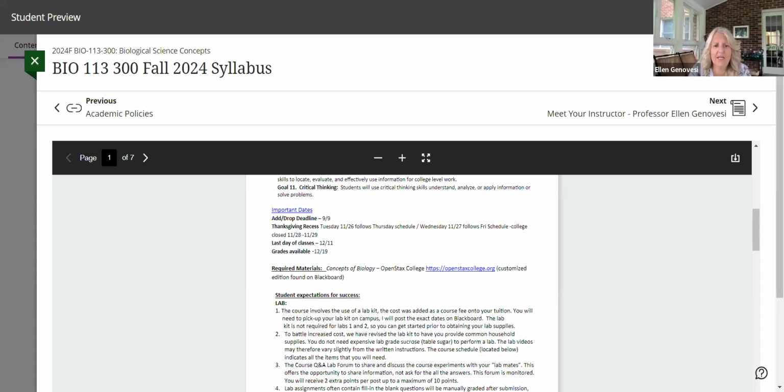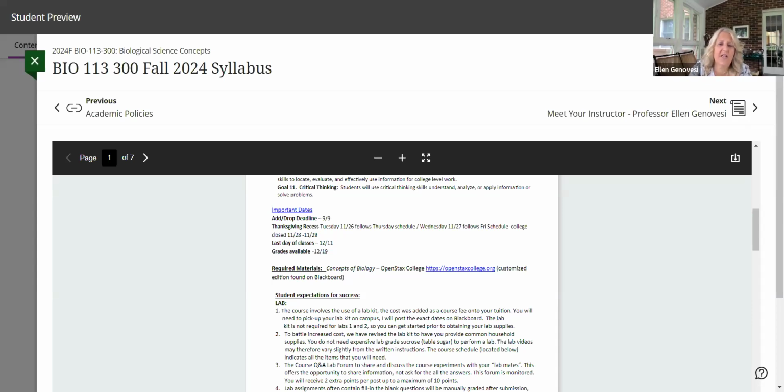You have already purchased your lab kit. It's included as a course fee on your tuition. Your instructor will indicate when you can come to campus and pick up your lab kit. You will not need your lab kit for labs 1 and 2, so you can start those right away. And lab kits are not given out till after the add drop deadline.